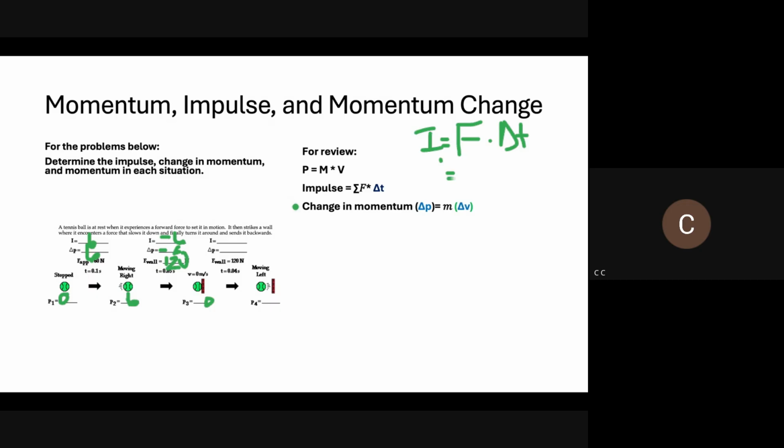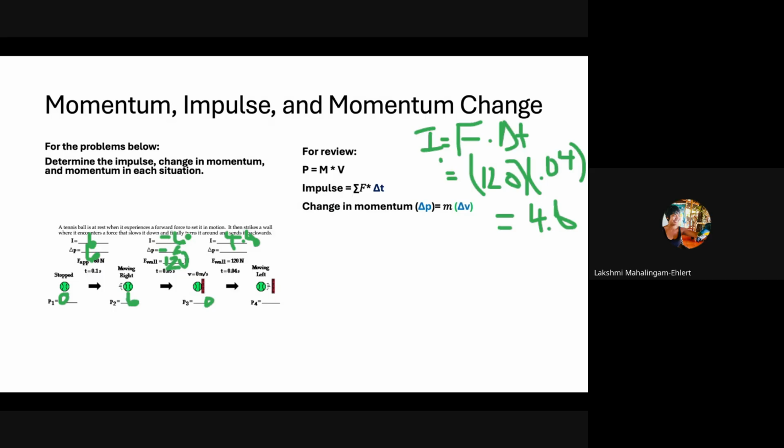You would do 120 times 0.04. 4.8. And that's the impulse, right? What did we say earlier? We said impulse is equal to what as well? Change in momentum. So therefore, impulse is 4.8, so the change in momentum must also be 4.8, right?